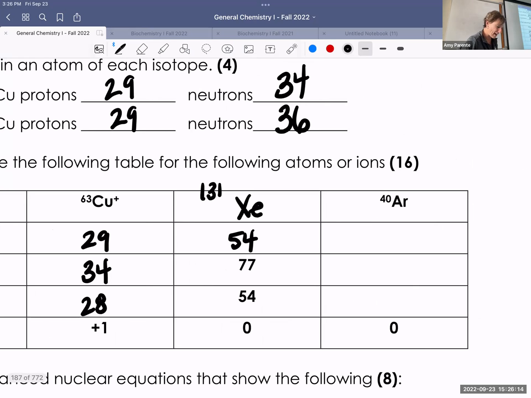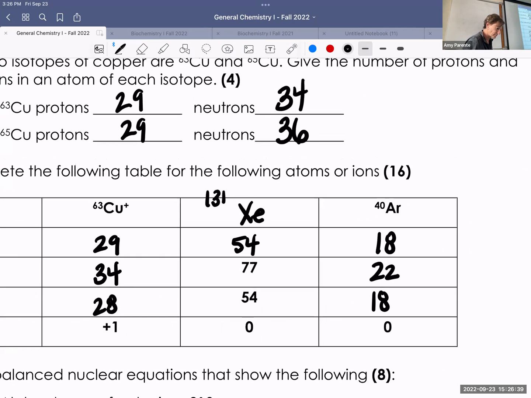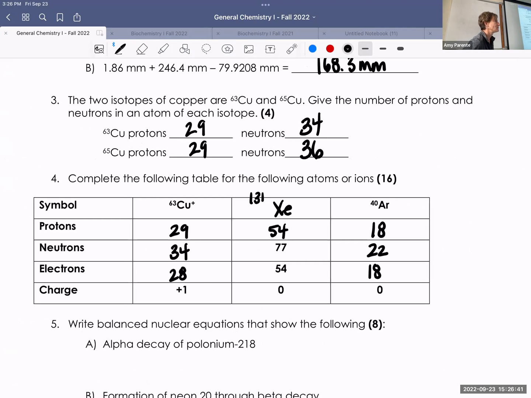All right, last guy here. I have a neutral argon atom. So if I look up argon, I can see that it's atomic number 18. So there's 18 protons, which also means there's 18 electrons since I have something that's uncharged. And because my protons and neutrons need to add up to 40, 40 minus 18 is 22. You guys good with that?